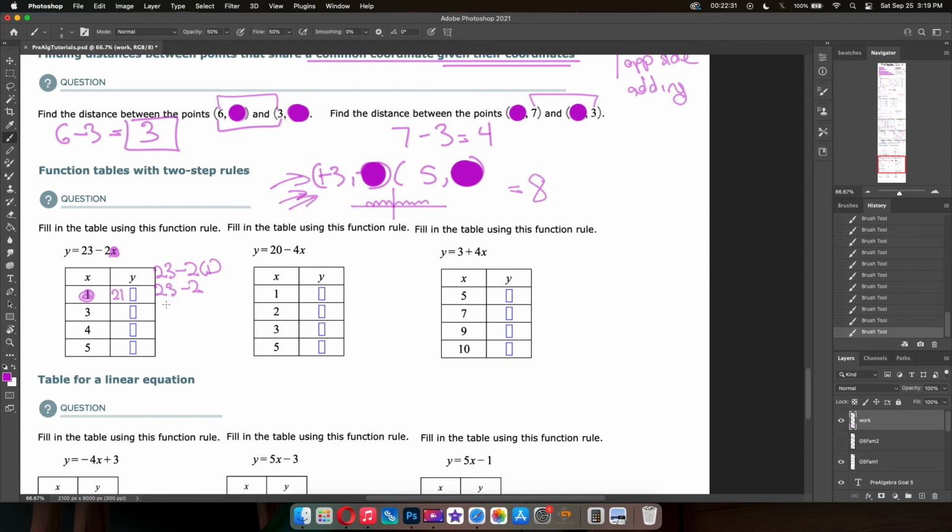Now for my mental math people or for my calculator people, this is going to go by really super fast. If you're not one of those people and you have to write it out, by all means do so. But because I have to do kind of a lot of these, I'm going to mental math these for a little bit. So 3 times 2 is 6. 23 minus 6 is 17. 4 times 2 is 8. 23 minus 8 is 15. 5 times 2 is 10. 23 minus 10 is 13. That's how you're going to be going through the math.